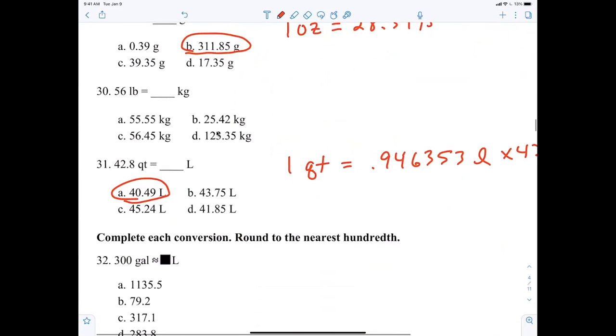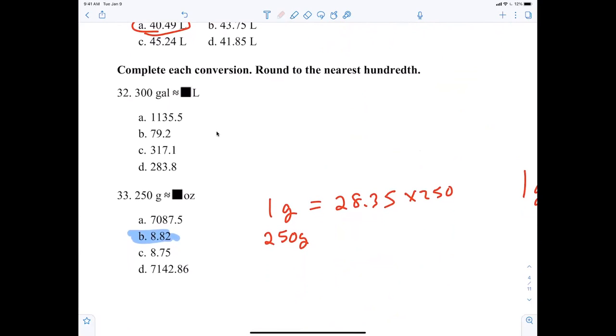All right, 30. So I need 1 pound is equal to how many kilograms? I don't know what 1 pound is equal to in kilograms. 1 pound in kilograms. That's what I want to hear. I want to make sure you get it right. I got 1 pound equals 0.45359 kilograms. Okay, perfect. And then we times that by 56. Perfect. And what do we get? Is that right? 25.42 around. Okay, that's pretty good, guys.